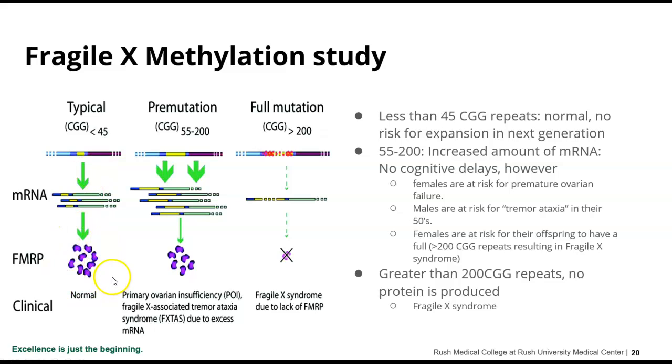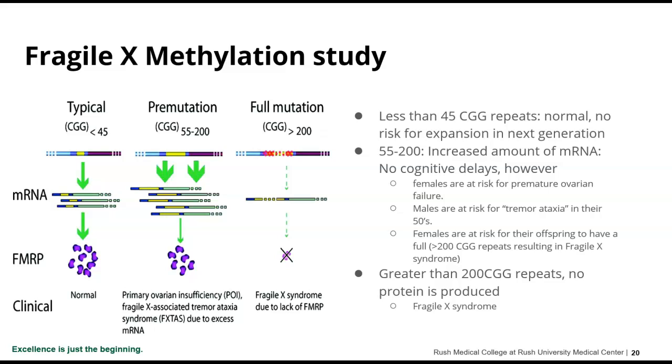Here, we have a normal amount of FMRP. Here we also have a normal amount of FMRP. However, there's too many mRNA transcripts. And this can result in females with premature ovarian failure. Not sure why, just know there is. Males with something called tremor ataxia. And this can be misdiagnosed as Parkinson's disease.